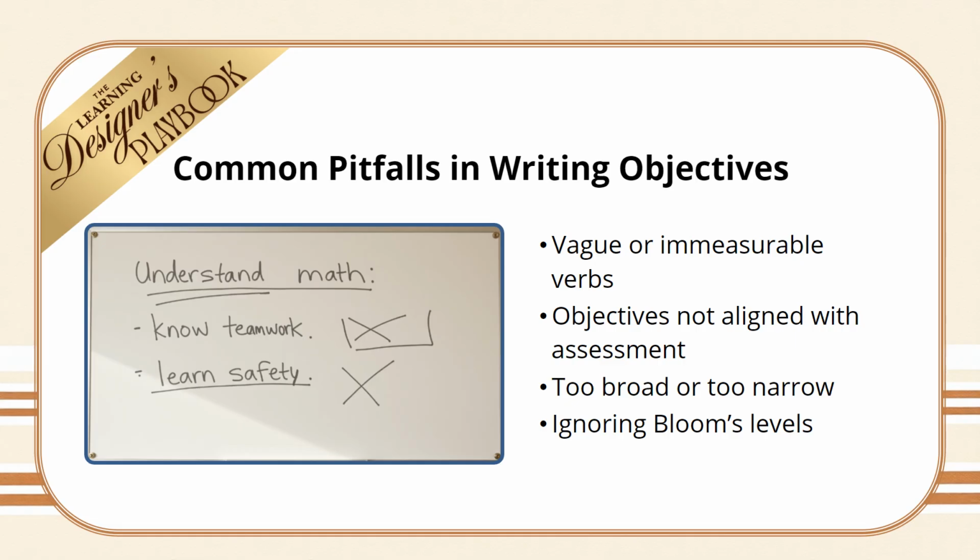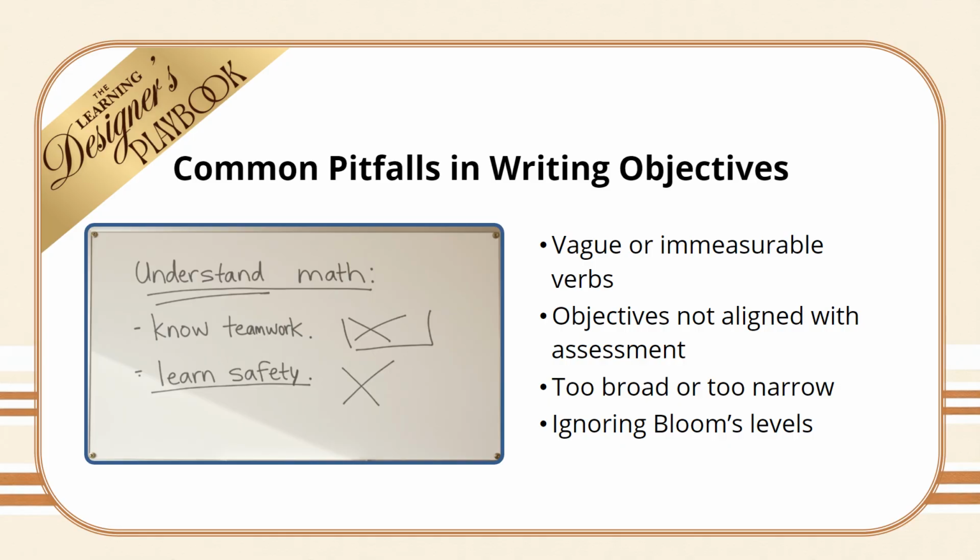Objectives that are too broad can also be problematic. For example, learn math is so wide in scope that it is essentially meaningless. On the other hand, objectives that are too narrow, such as memorize the definition of one equation, may not connect to larger learning goals.